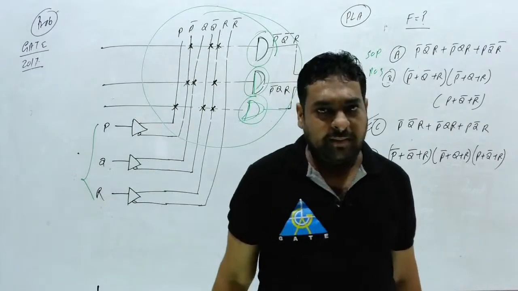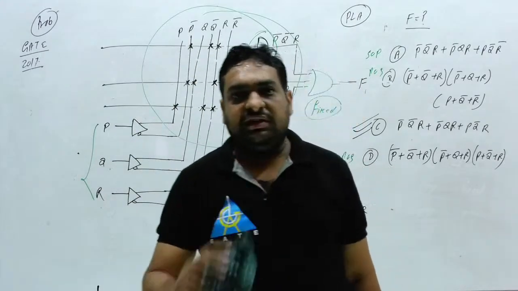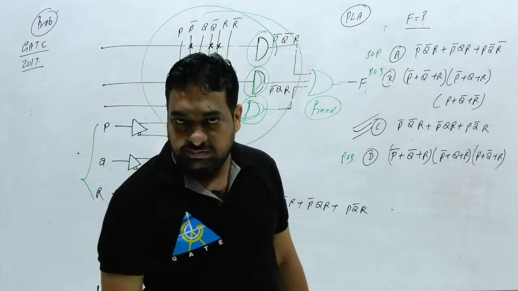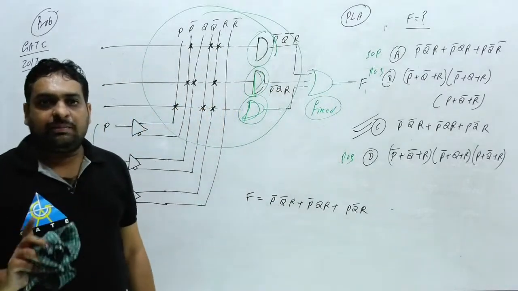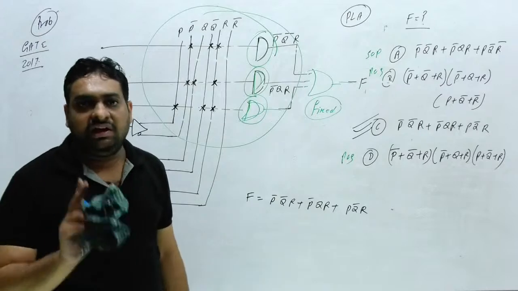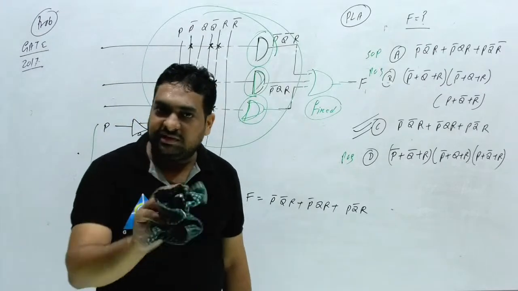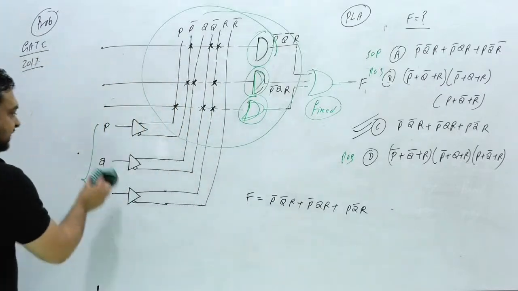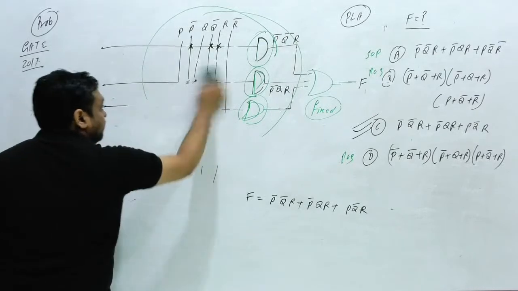So two names you should remember. If the OR structure is programmable, that is PROM. If the AND structure is programmable, that is PLA. If both are programmable, you can say that is PLA. Clear this thing? Now the next problem.